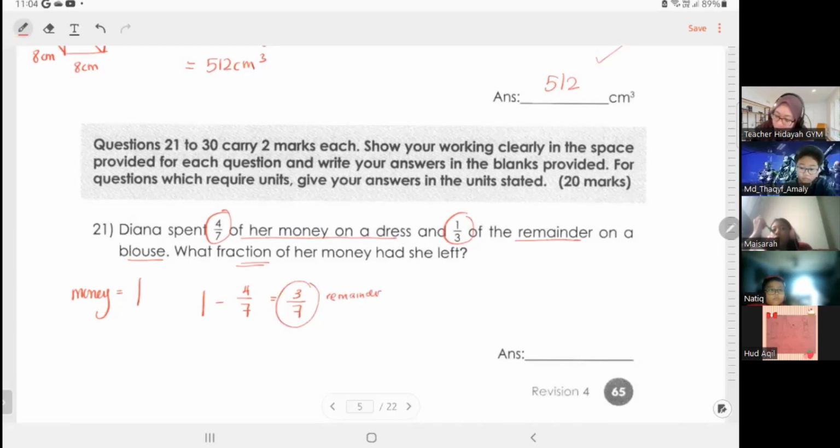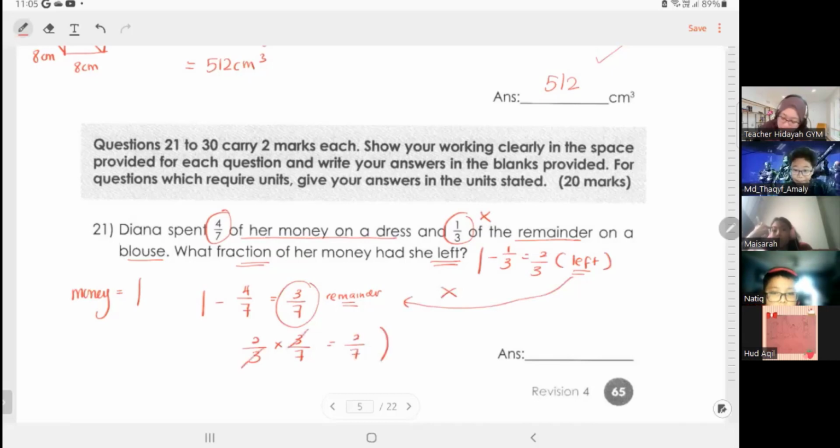Okay. Of the remainder, I spend 1/3. So my leftover will be 1 whole minus 1/3. I need to find 2/3. This is my left. So 2/3 times 3/7, shortcut. I don't have 2 more steps. Let's shortcut left and remainder. Since they say of, right? These 2, you times it. Cancel, cancel. 2/7. That's the answer. Okay. Answer correct here.